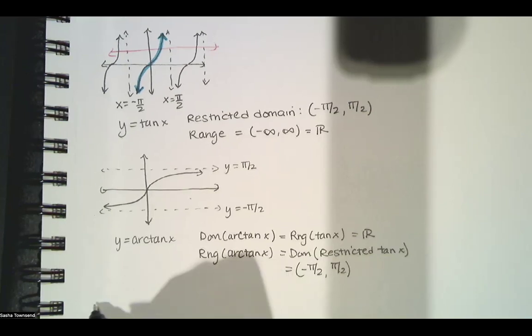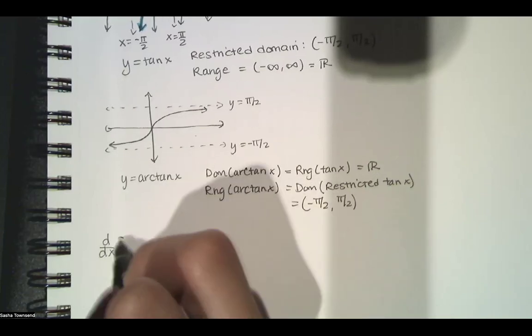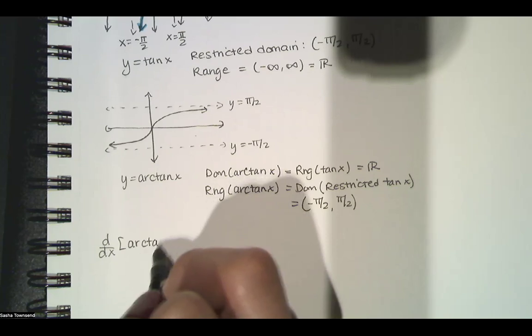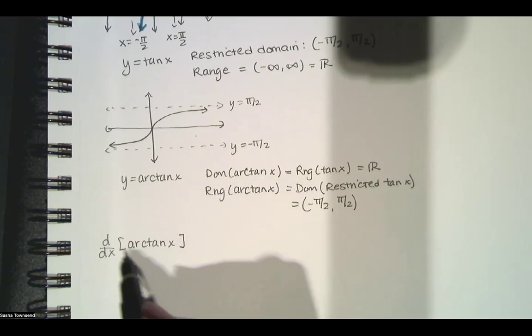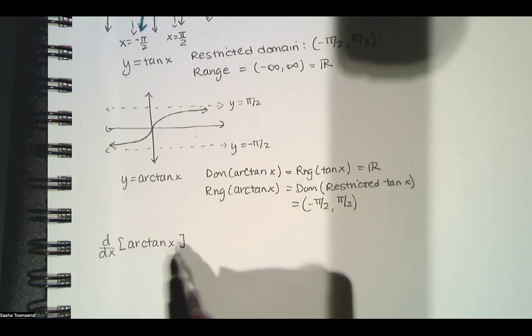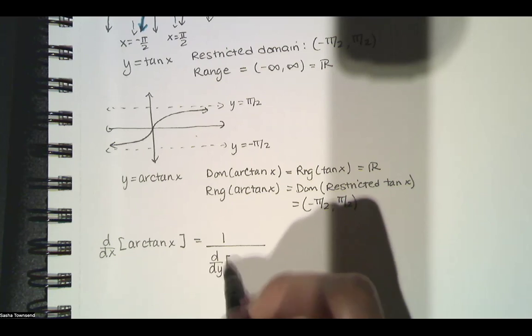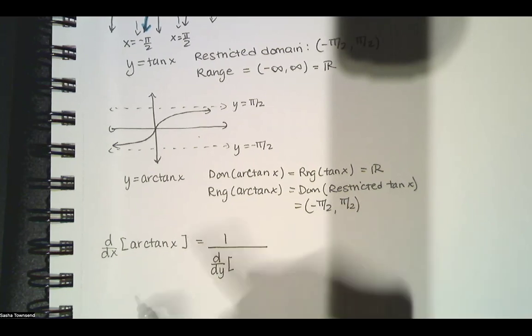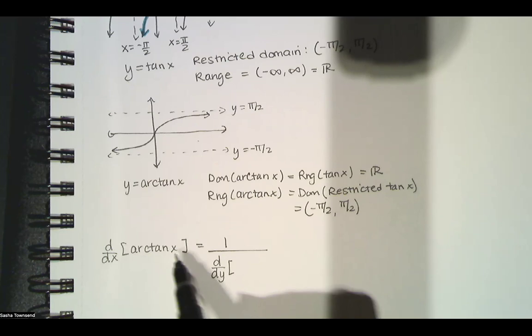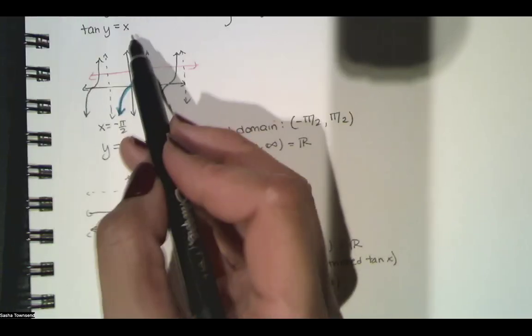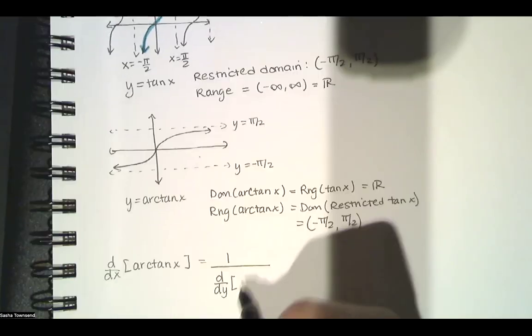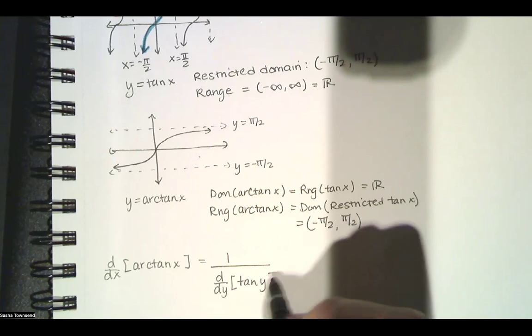So you say, okay, how can I use that to compute the derivative of arctangent now? Well, the derivative of arctangent, so it's the derivative of y as a function of x. This is my y of x. It's going to be 1 over the derivative with respect to y of x as a function of y. Well, if y is equal to arctangent of x, x is equal to tangent of y. So I'm just taking the derivative of tangent of y.